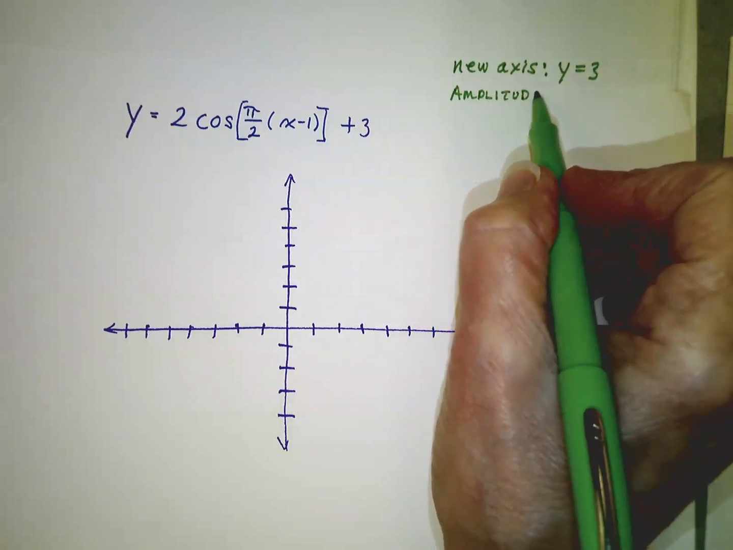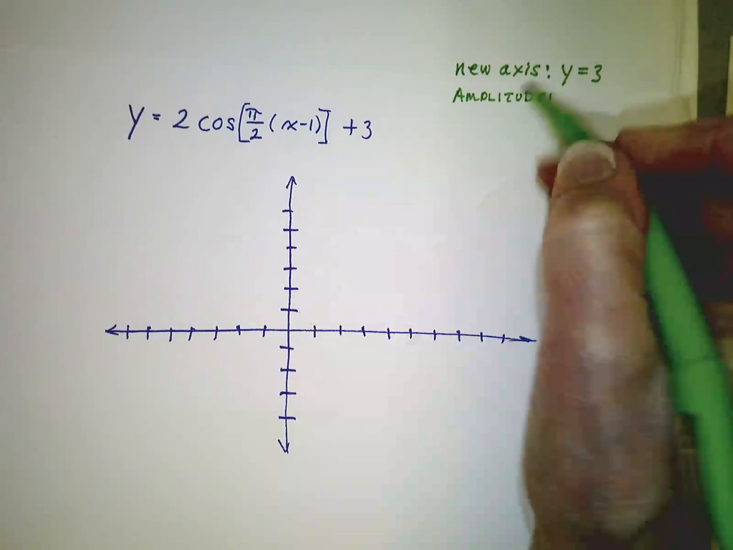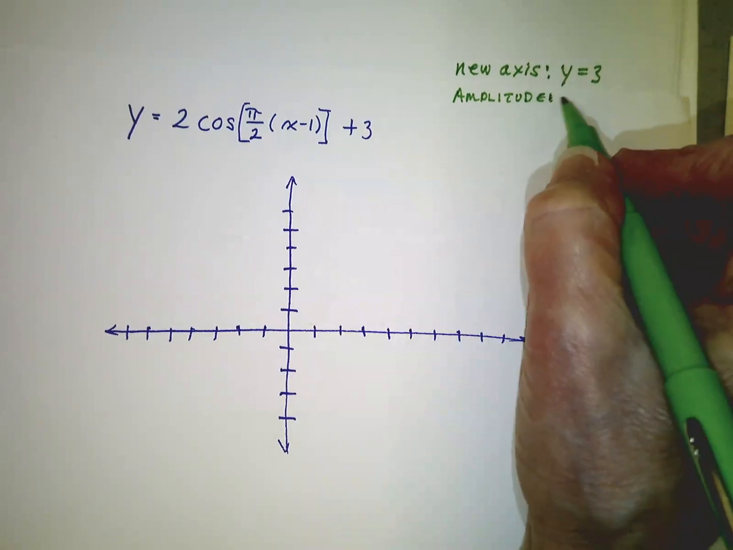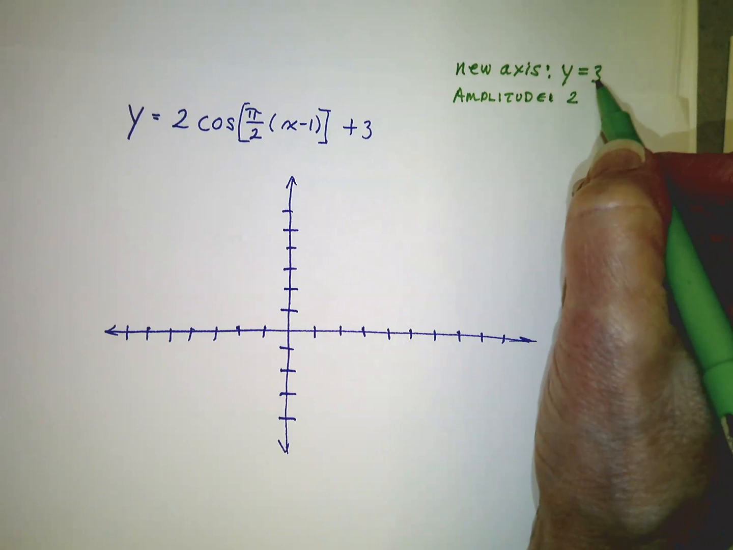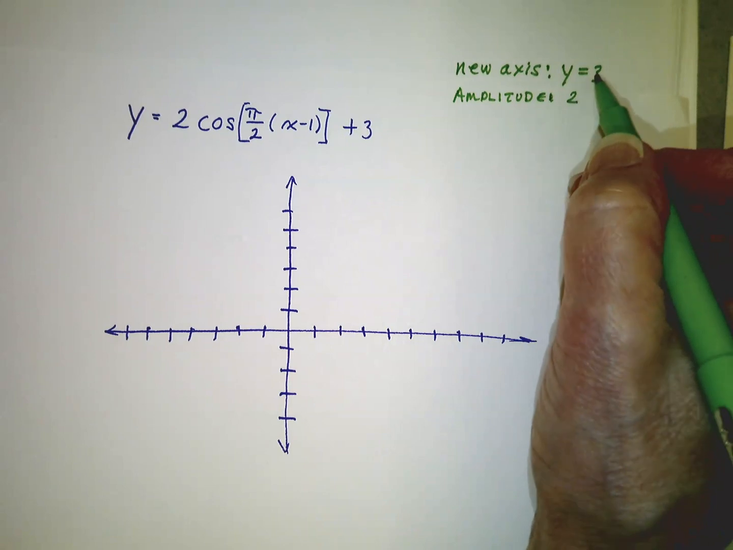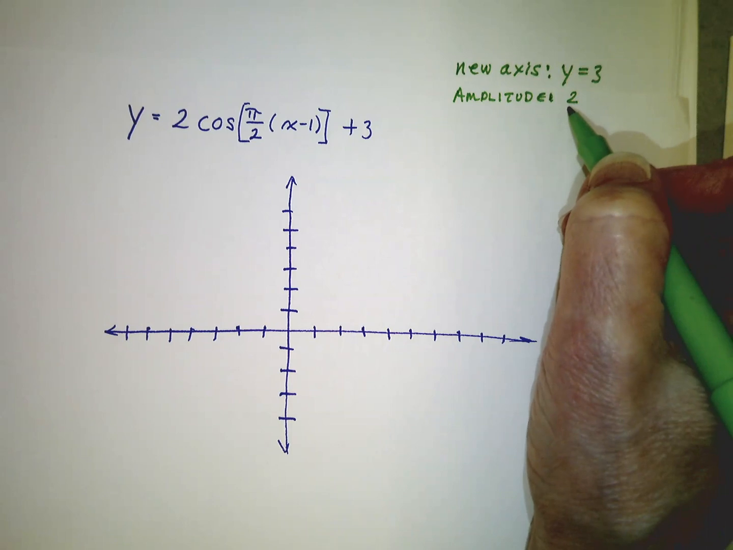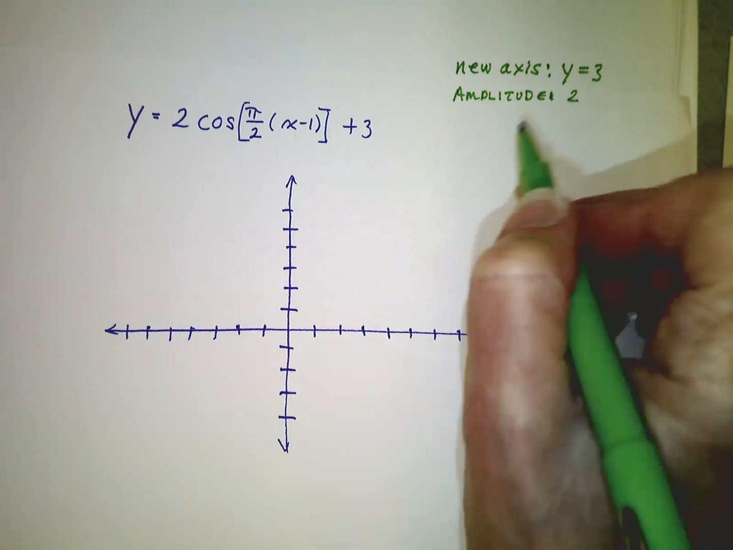It's a positive 2, so we're not going to do a vertical reflection. The amplitude is 2, which means that our wave is going to be going 2 spaces above 3 and 2 spaces below 3, which we're going to sketch in a minute.